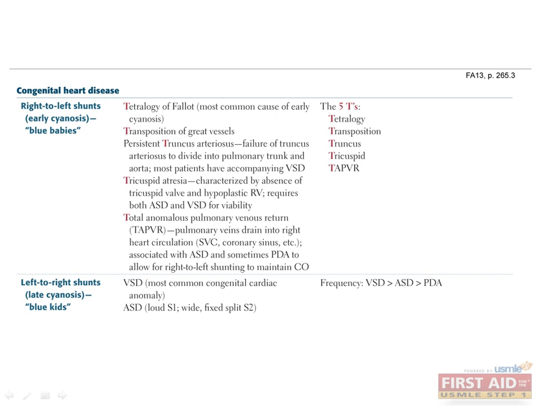On the other hand, the second group of congenital heart lesions is marked by late cyanosis, meaning that these patients don't develop signs of cardiovascular distress until later in life, often in childhood or adolescence, but sometimes even in adulthood. These include ventricular septal defects, or VSDs, as well as atrial septal defects, or ASDs, both of which are abnormal connections between the 2 heart chambers.